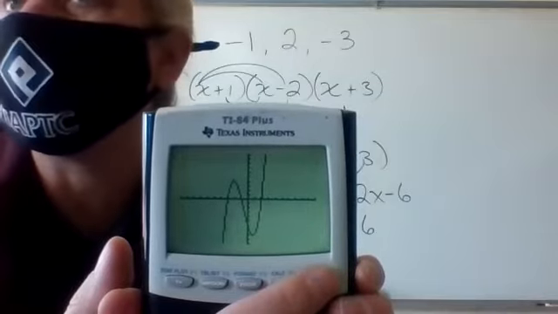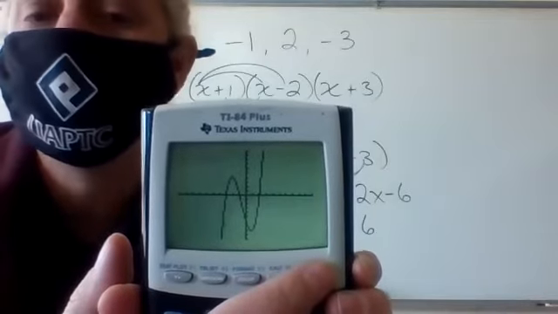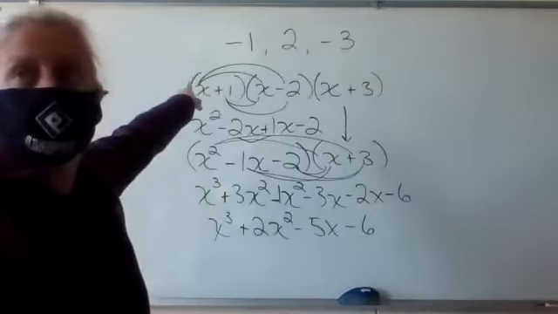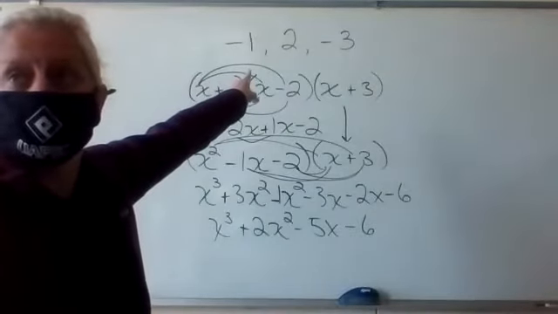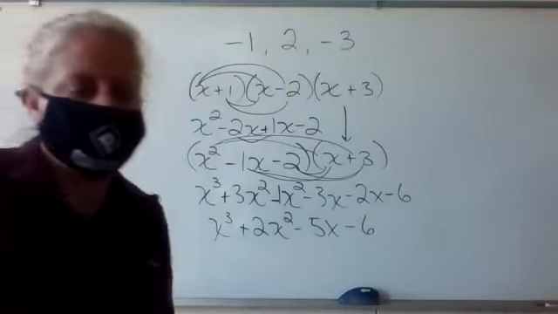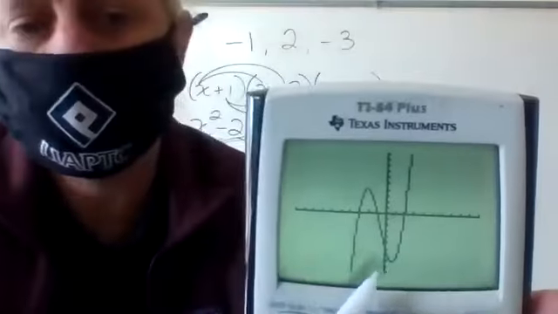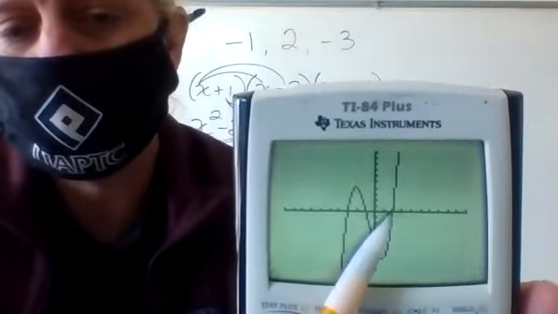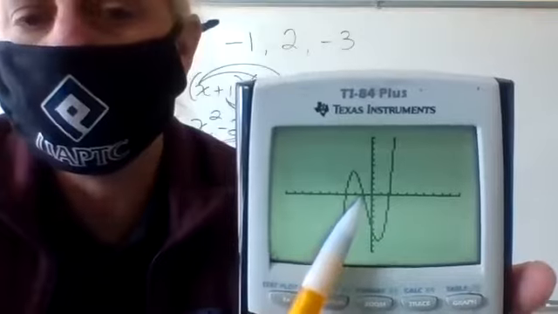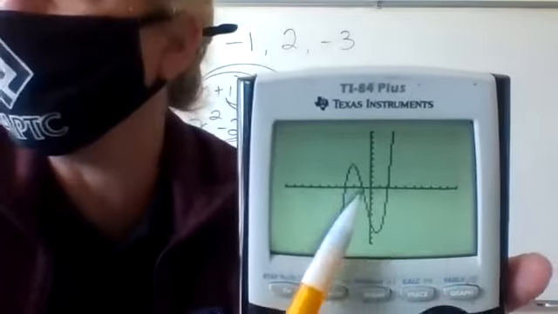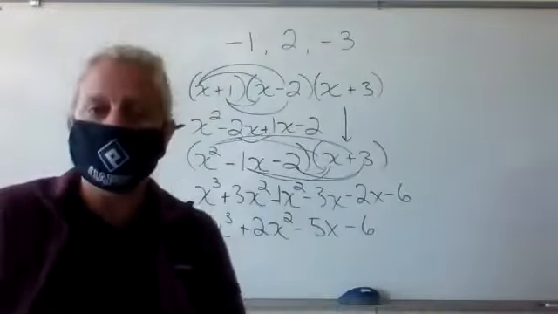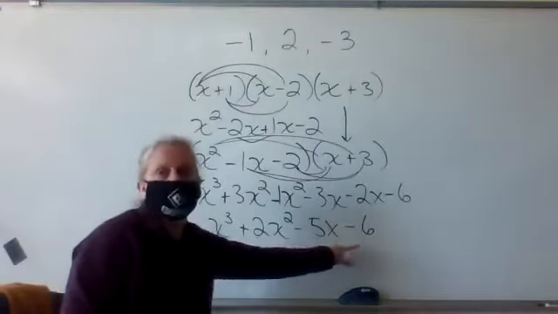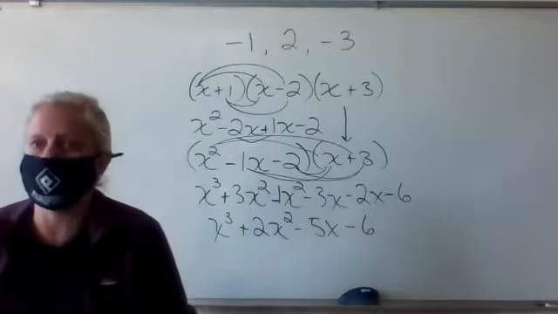Where should it be crossing the x-axis? Negative 1, positive 2, and negative 3. Look at your x-axis. There's your positive 2, there's your negative 1, and there's your negative 3. Those 3 places are the zeros or the x-intercepts of this function. So that's what you just found.